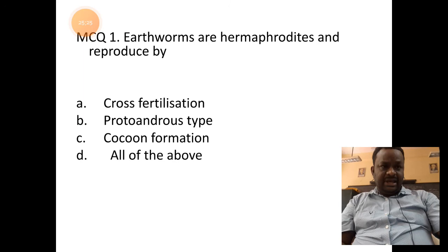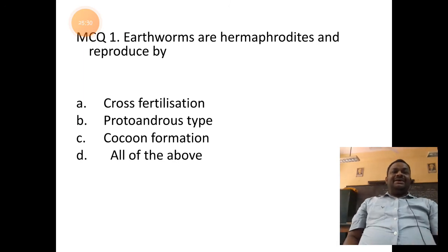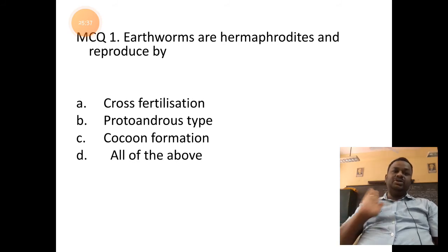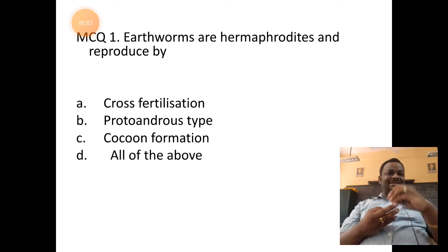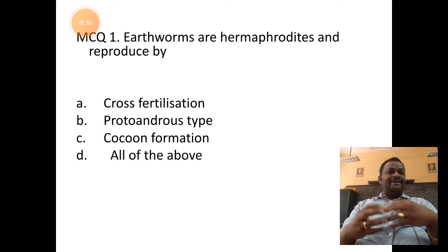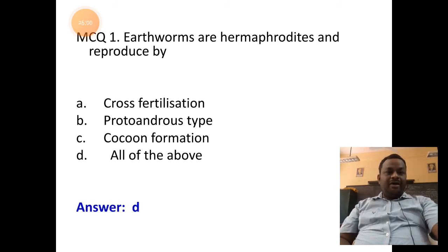So, this is about the importance of reproduction and development related to the earthworm. Let us understand a few of the MCQs related to this particular session. Earthworms are hermaphrodites and reproduce by which of the methods here? Cross fertilization, protandrous type, cocoon formation. All these phenomena are seen in the developmental process of the earthworm. Hence, answer is D, all of the above.